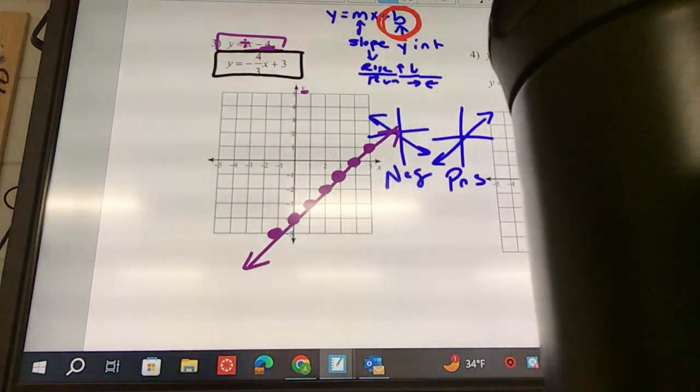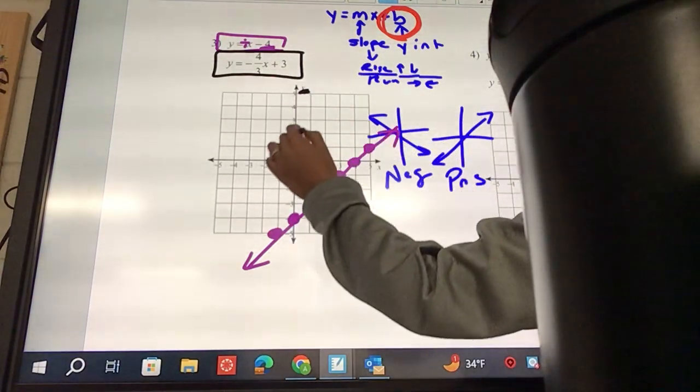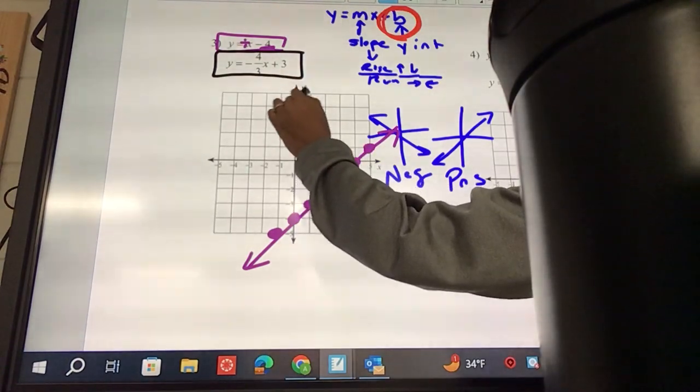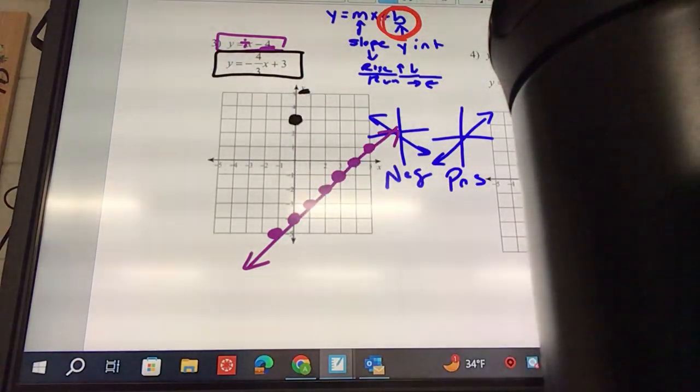Where do we start for line 2? 3. So we're going to go to the y line again, and we're going to put our point on 3. So right here. And so now what is my slope? -4 over 3.